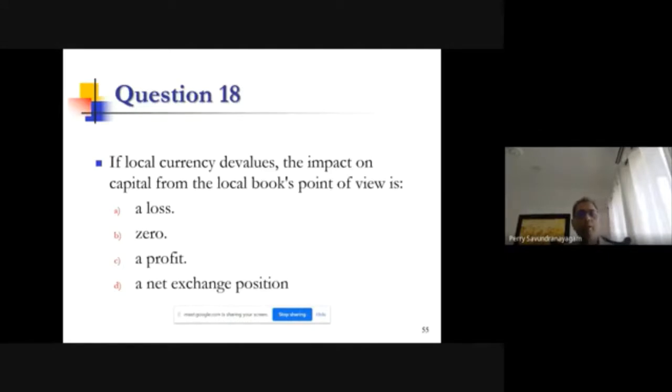If the currency devalues, the impact on capital of the local currency's book is, I'll just give the answer there, 0, because it's kept in the same currency basically.